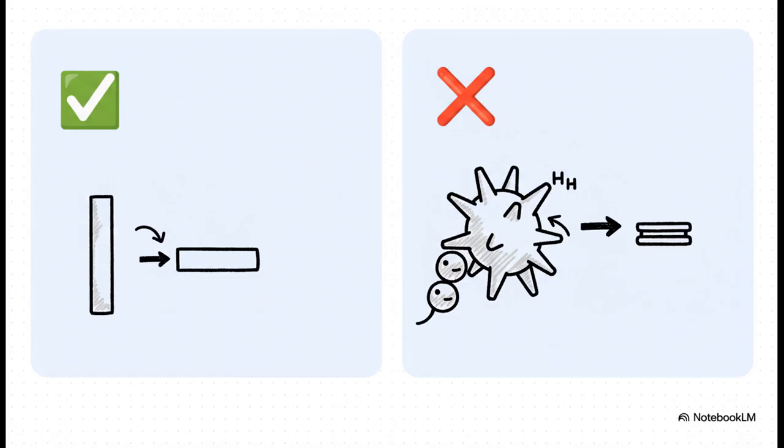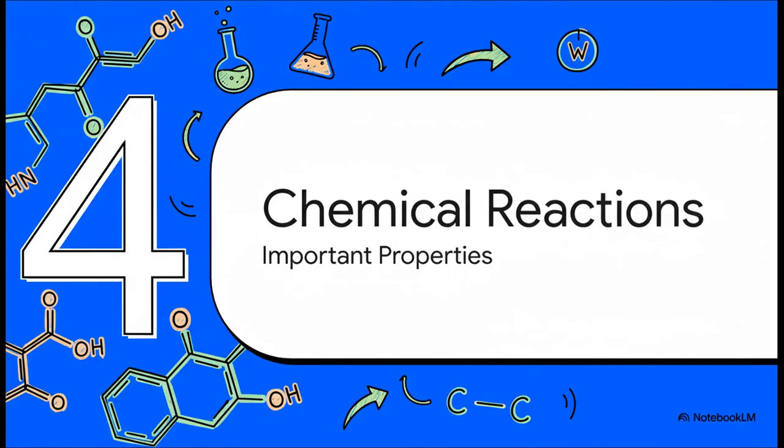That's elimination, and we end up with an alkene, not the ether we wanted. So the golden rule is, for Williamson's recipe, you need a primary alkyl halide, full stop. Brilliant. So we know who they are and we know how to make them. Now let's see how they behave. We'll look at their most important chemical reactions, again, focusing on the ones that are exam favorites.